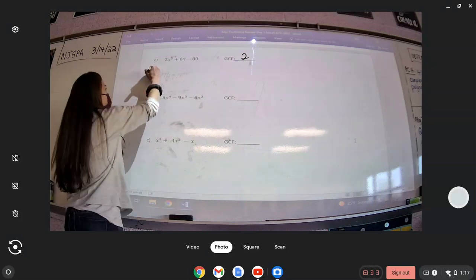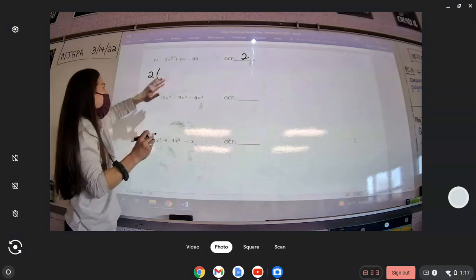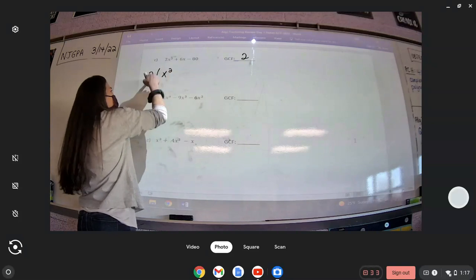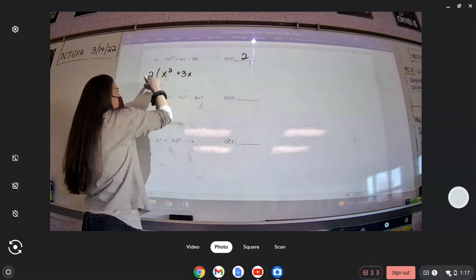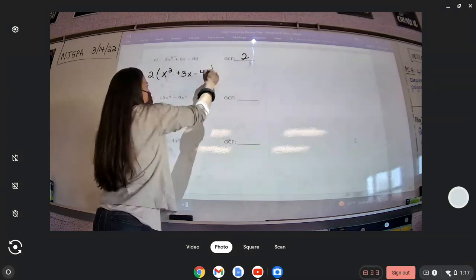All right, so guys, take your 2. That's our first factor. Then we're going to times it with what to get back? 2 times what gets you 2x squared? x squared. 2 times what gets you 6x? 3x. 2 times what gets you negative 80? Negative 40. Boom. Close parenthesis.